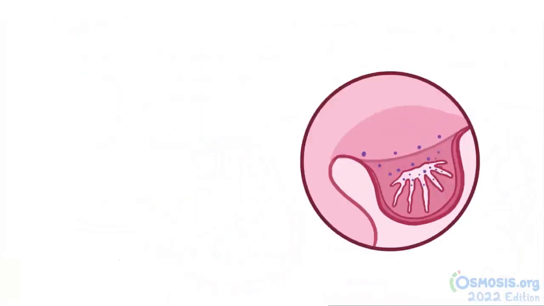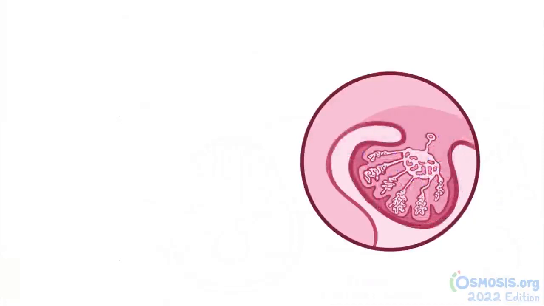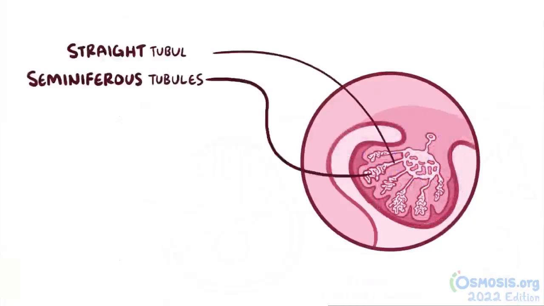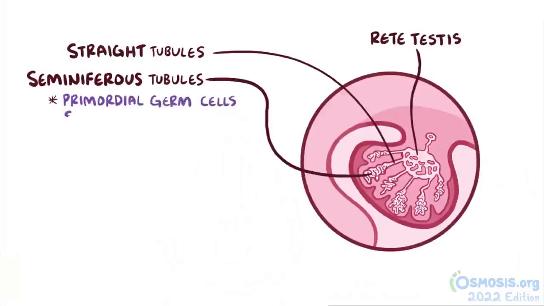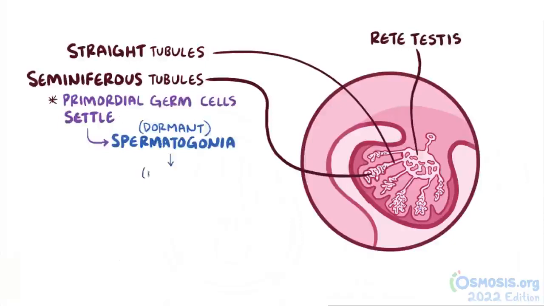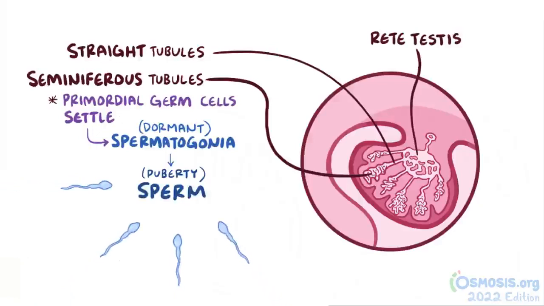Later on, the medullary cords develop into 3 ductal structures inside the testes: the seminiferous tubules, straight tubules, and the rete testis. Of the 3, the primordial germ cells settle down in the seminiferous tubules, and that's where they mature into spermatogonia, and lay dormant for a number of years. During puberty, the spermatogonia wake up and start dividing over and over again to give rise to sperm, which are the male gametes.